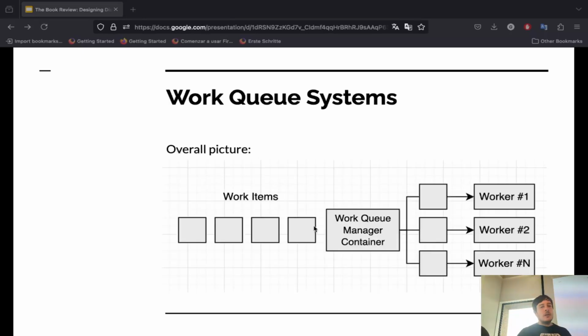Usually whenever we think about a work queue, we have work items, we have a work queue manager, and then that work queue delegates these work items to different workers.